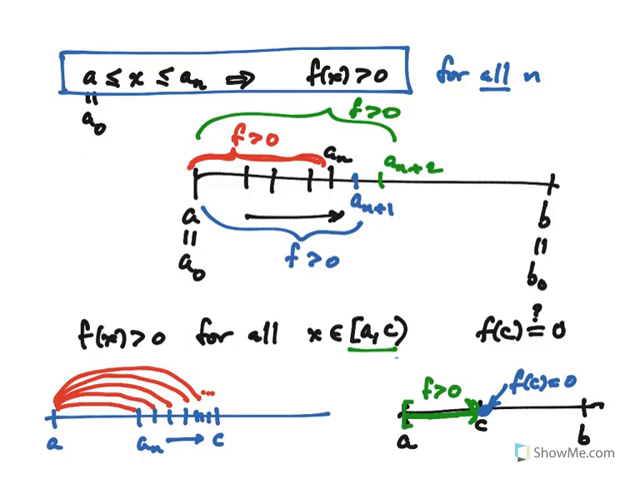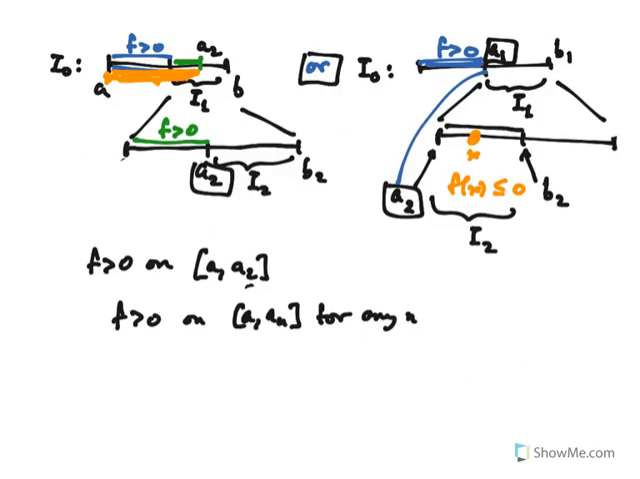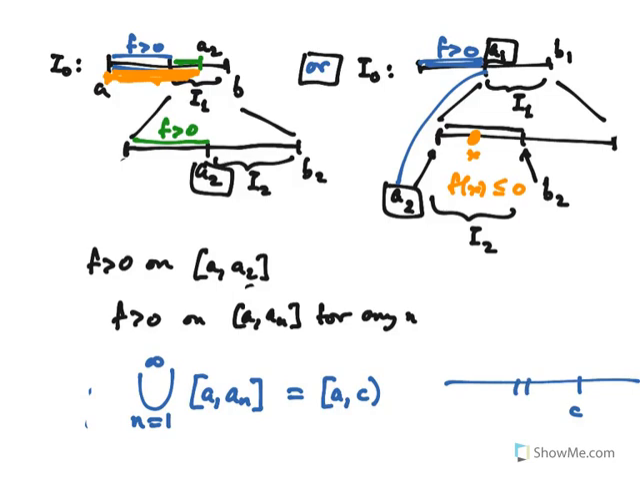So if it's positive on every one of them, then it's also positive on the union of all of them. And so you see what I'm saying is that if I take the interval from a to a sub n closed, but I take the union of all of them, all infinitely many, as n increases, that's just going to give me the interval from a to c, just not including c. The reason it doesn't include c is because the a sub n's are just converging towards c.